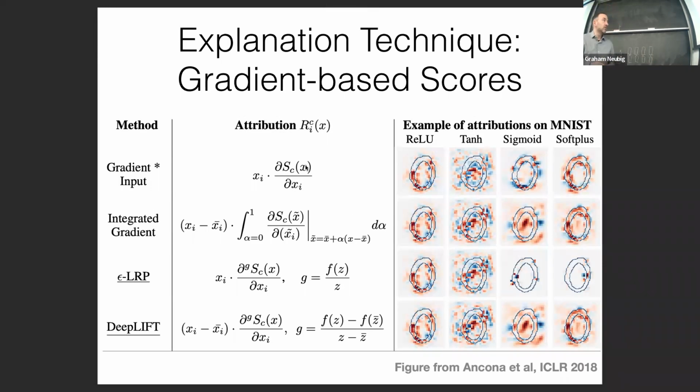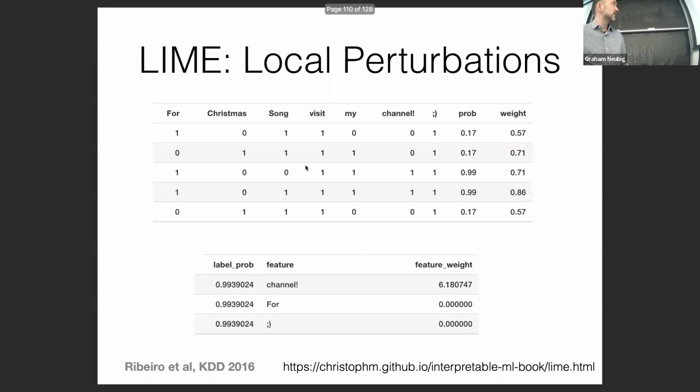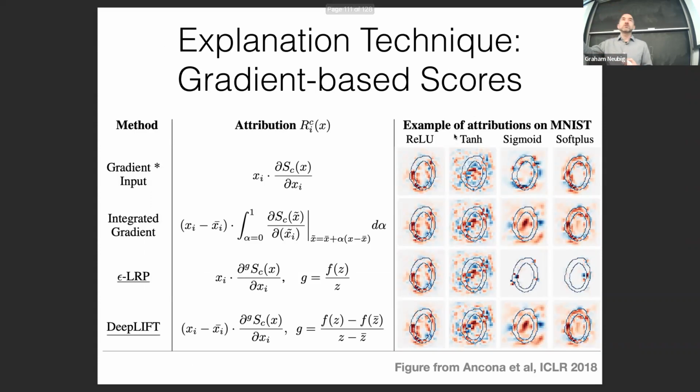One good thing about gradient-based methods with respect to perturbation-based or erasure-based methods is that perturbation-based methods basically require you to run the whole model every time you make a perturbation. So if you're running LIME with like 100 different perturbations, that means you need to run the model 100 times. Whereas for gradient-based methods, you only need to run the forward algorithm once and the backward algorithm once. And because of that, gradient-based methods can be much more efficient.